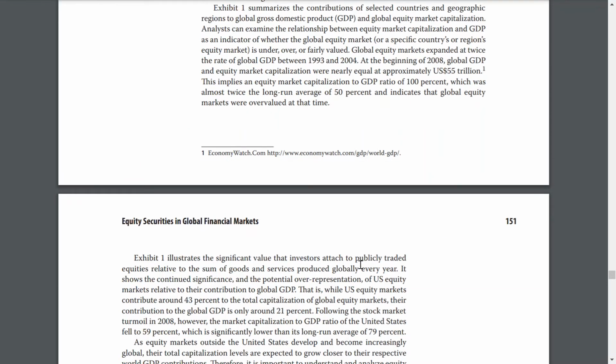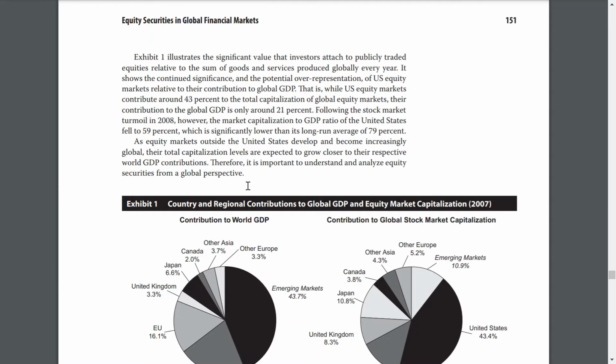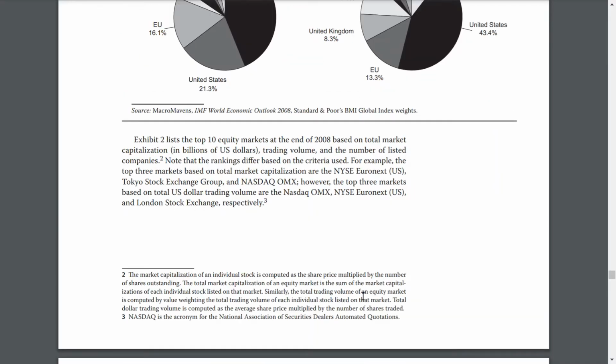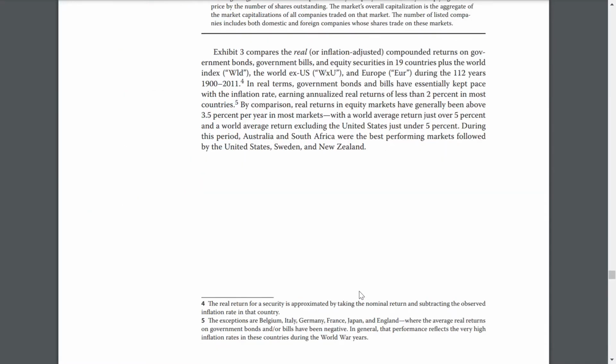As equity markets outside of the U.S. develop and become increasingly global, their total capitalization levels are expected to grow closer to their respective world GDP contributions. Therefore, it is important to understand and analyze equity securities from global perspectives. So this is what it looks like. That's Exhibit 2.